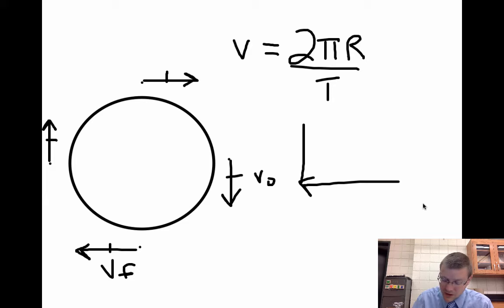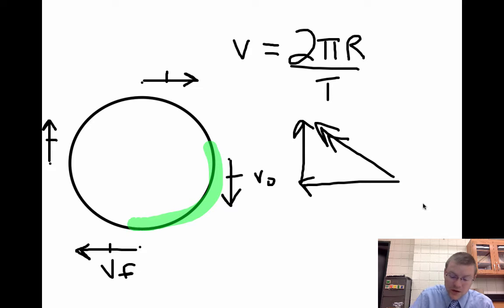Vf minus V0 puts us with a change in velocity up and to the left. That means as it goes around this portion of the curve, the object has an acceleration in towards the center of the circle. So that is a centripetal acceleration.